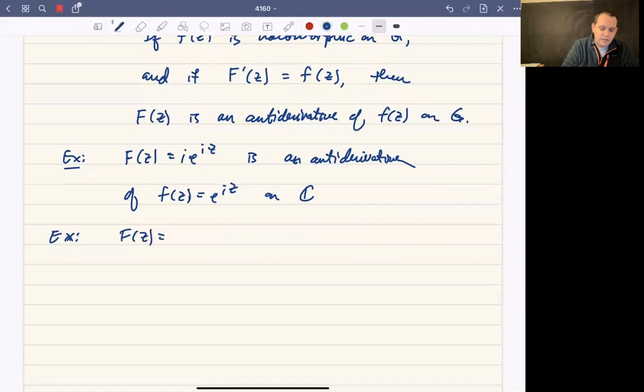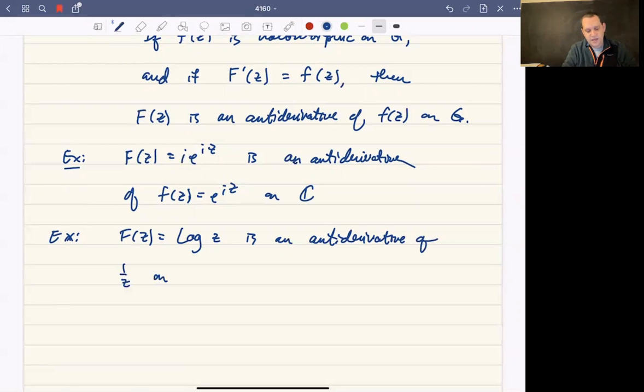We could take log z. This is the principal branch of the logarithm. This is an antiderivative of 1 over z. And it's not going to be defined over the entire complex plane anymore, but it's going to be an antiderivative of 1 over z on the set of the complex numbers minus the negative imaginary axis and 0. So it's going to be the complex numbers, but we're going to take away the quantities iy, where y is less than or equal to 0.